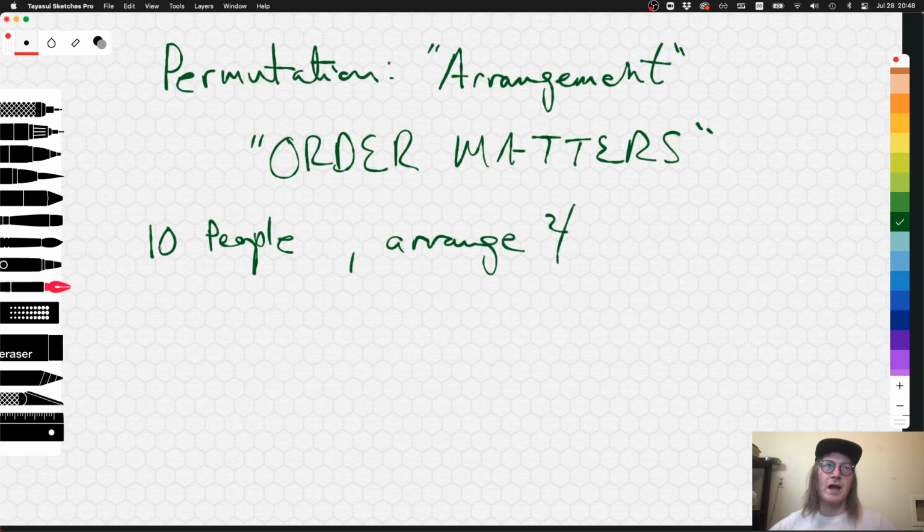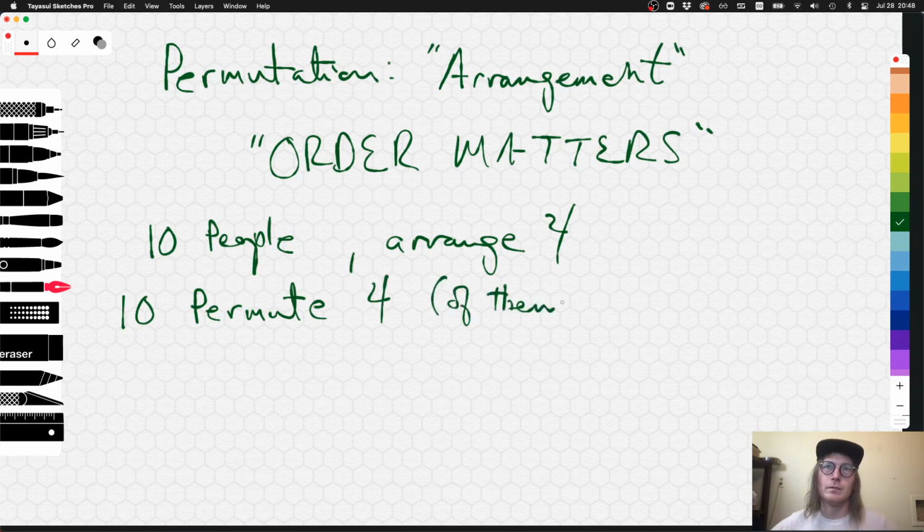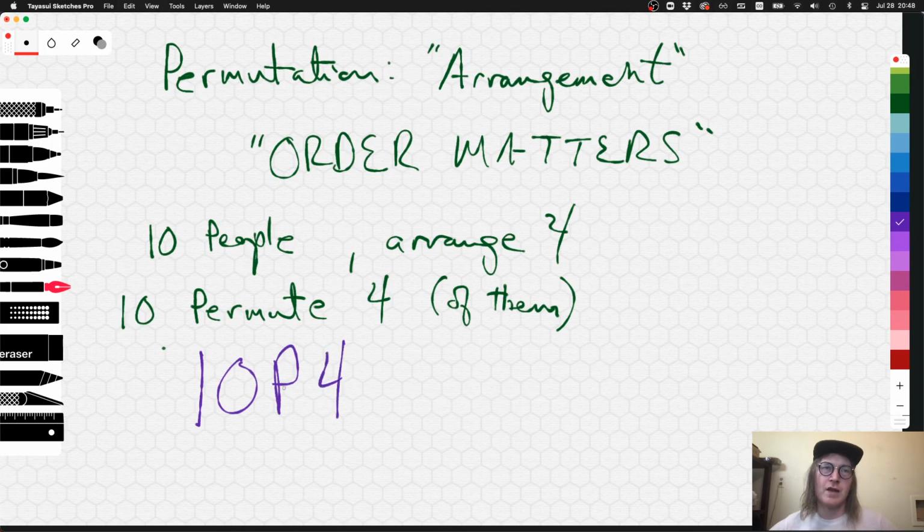And the way we might state that is 10 permute 4 of them, right? But we can write this much more simply in this form. We can just say 10 capital P 4. 10 permute 4. Okay. So that's how we might do that.